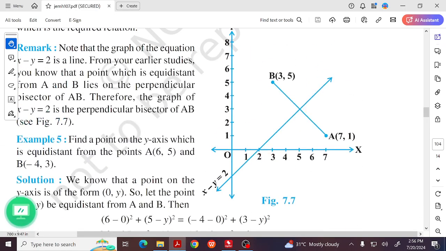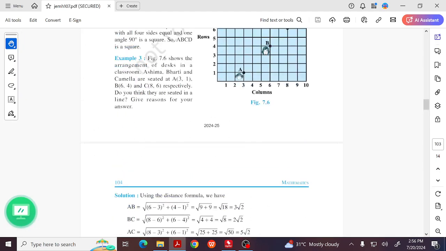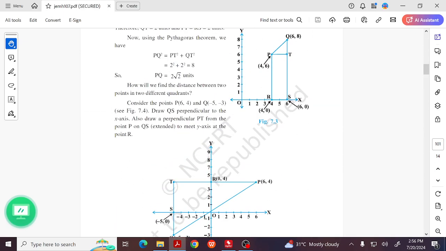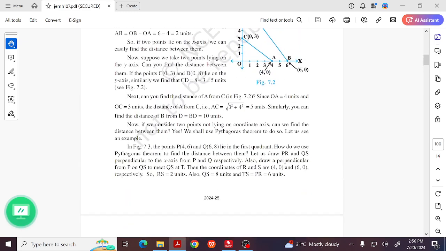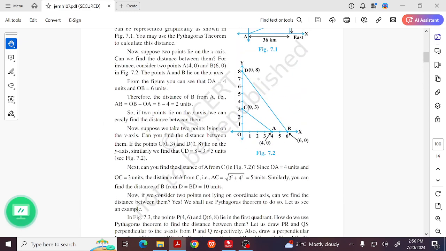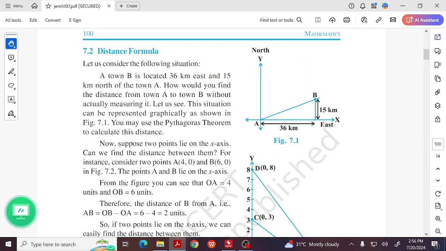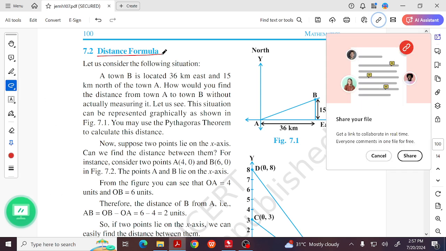Section 7.2. What, Raja? Right, 7.2. Where is it? Somewhere in the introduction they would have given. We'll see that. Okay. Here. Is it? Here. See, here they have mentioned, what is that? Distance formula. They are telling here, A and B. Town B is located 36 kilometer east and 15 kilometer north of town A. So there is a diagram here. There is a diagram here.